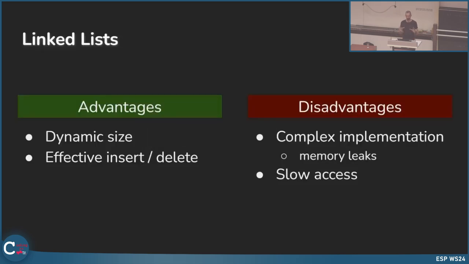All right, so to sum it up, the linked list advantage is the dynamic size. You can effectively insert and delete. The disadvantage is it's sometimes a bit complex to implement and sometimes a bit harder to access because you have to iterate over it. But this is basically linked lists, and next week we will talk about binary trees.